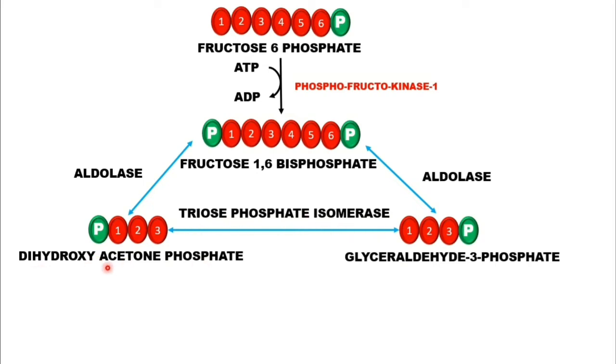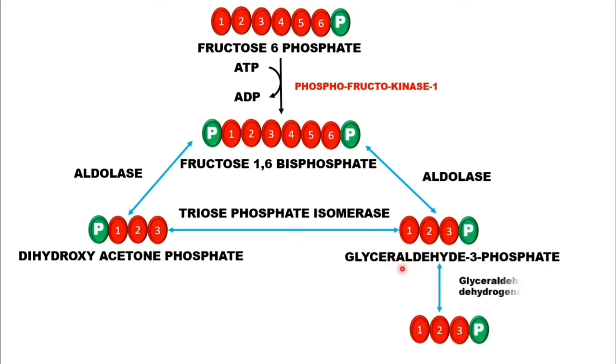Both dihydroxyacetone phosphate and glyceraldehyde 3-phosphate contain a molecule of phosphate. Triose, because both of them have 3 carbons. Okay, and isomerase because dihydroxyacetone phosphate is an isomer of glyceraldehyde 3-phosphate. Let's continue then.